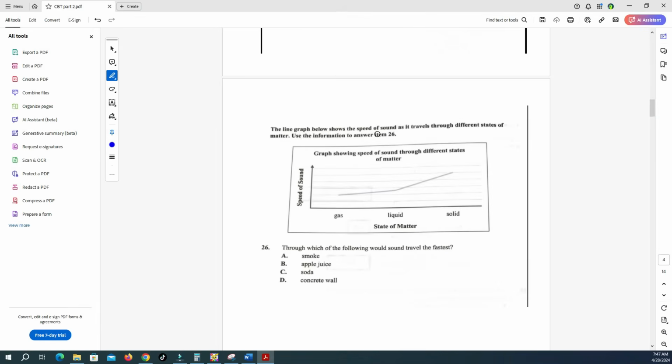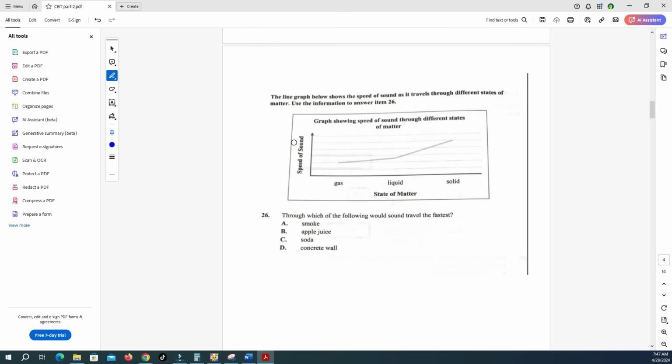The line graph below shows the speed of sound as it travels through different states of matter. Use the information to answer item 26. So you have the speed of the sound here on the y-axis, and on the x-axis you have the type of material, or the different type of matter. So you have gas, liquid, and solid. This is gas, the lowest, liquid, mid, and the more solid, sound goes through faster.